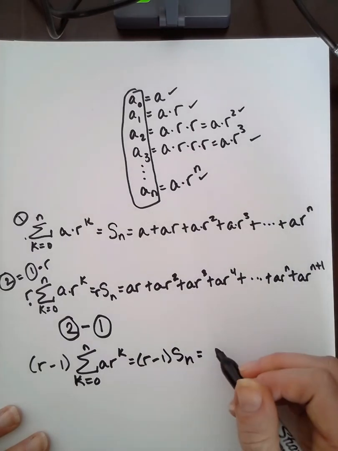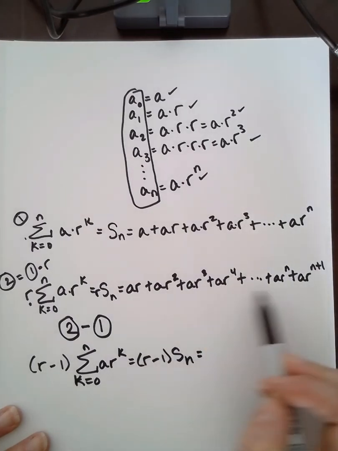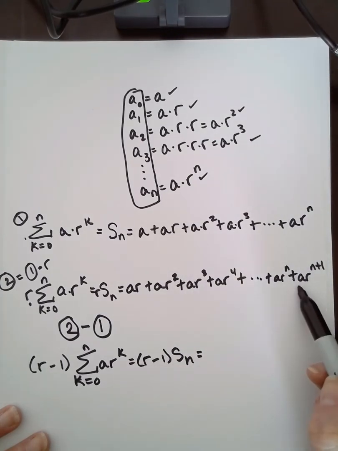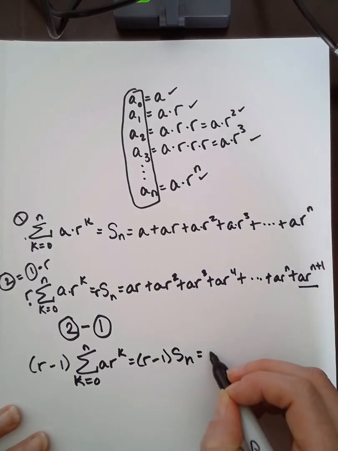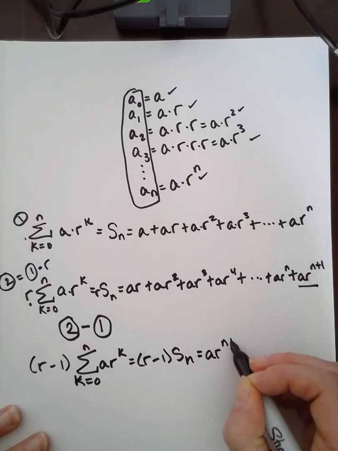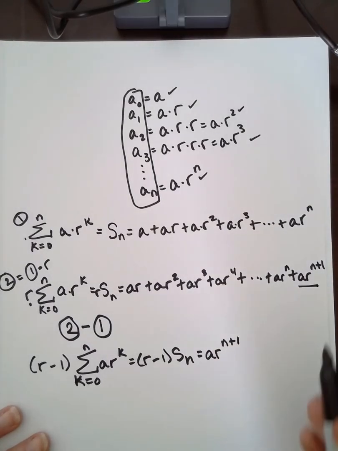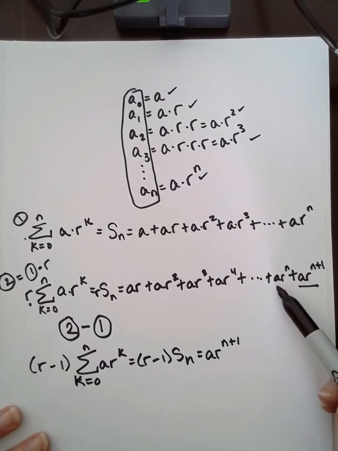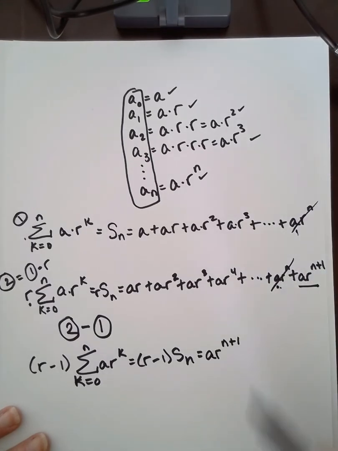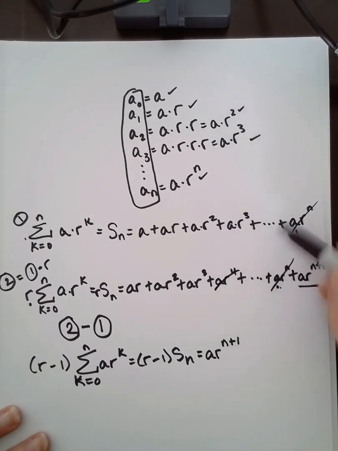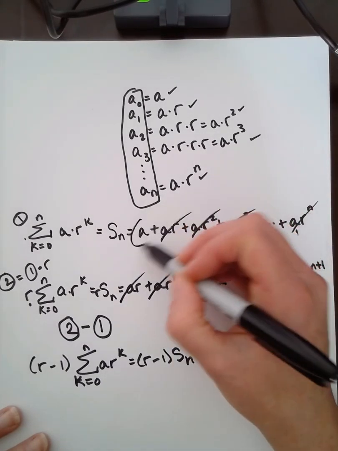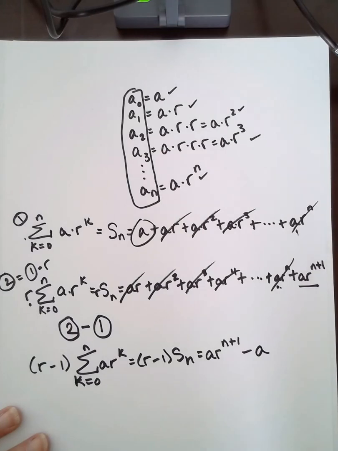And then the interesting thing that happens with these terms is, notice that this term will remain, a times r to the n plus 1. And then over here, this term minus this term, these terms will cancel, as well as this will have a matching pair. These will cancel, these will cancel, these will cancel, and so you're left with minus a.